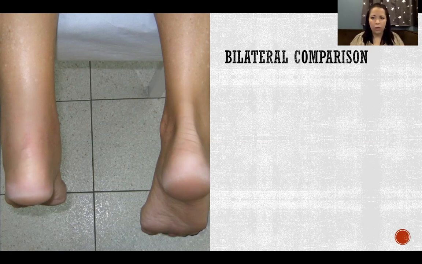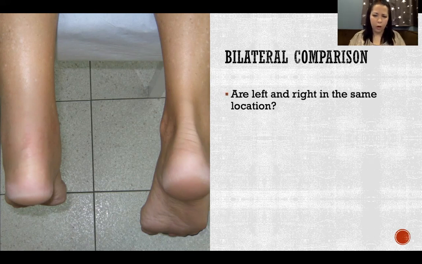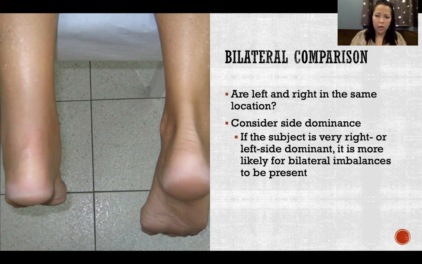Whenever you're doing assessment, postural assessment, gait assessment, joint assessment, any of that, always look at left and right, because you'll be able to see what their normal is, and is it balanced, is it symmetrical? Even if it's a problem, maybe it's symmetrical, so it's maybe less of a problem. Or if it's asymmetrical, that might give you a clue about what caused it or where to start. So it's an important part of assessment. So are left and right in the same location? Do they look the same?